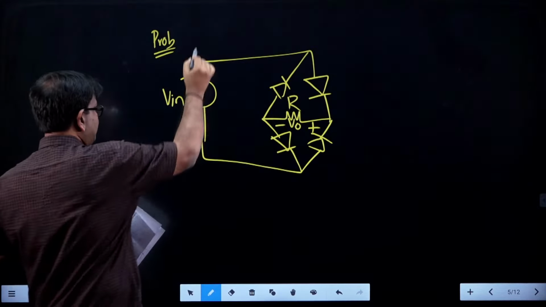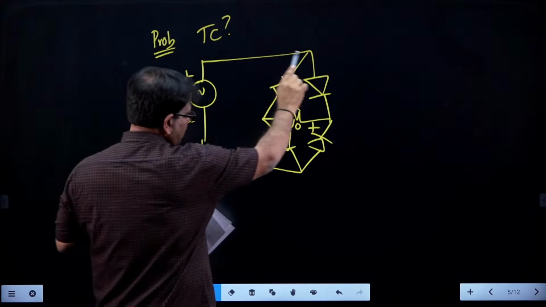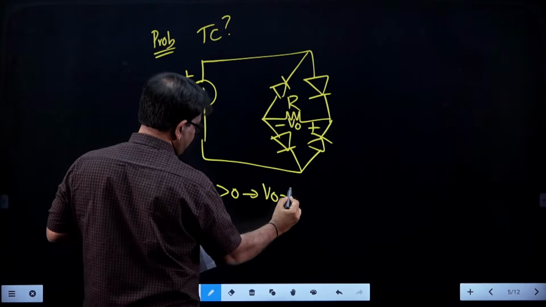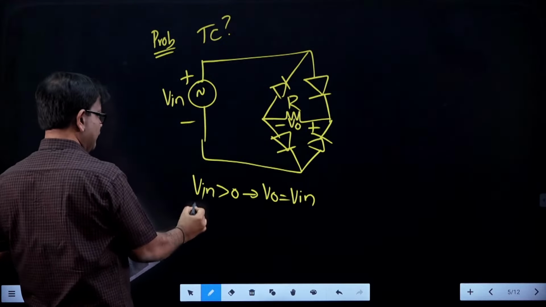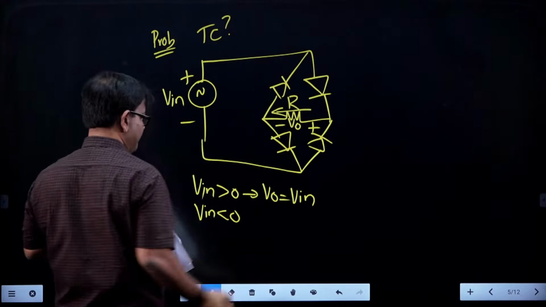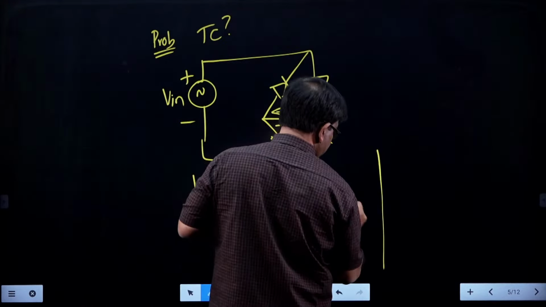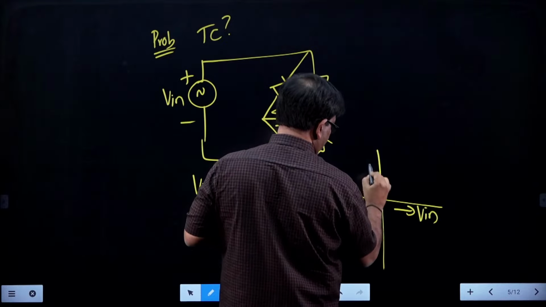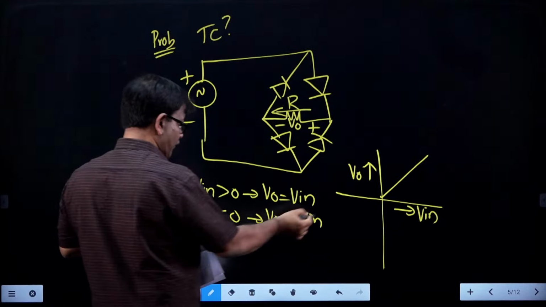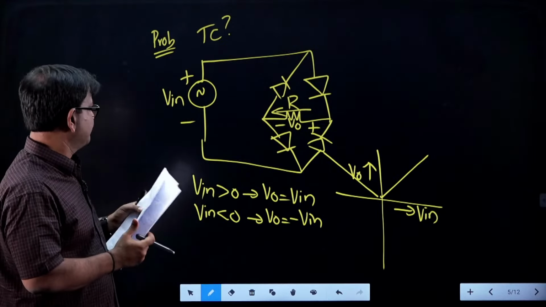So, now in this problem you are asked to draw the transfer characteristics V naught versus V in. So, during positive cycle, these two diodes will get on, and your output follows input. What happens when V in is negative? When V in is negative, the other two diodes are on, but the current direction is same. So, your V naught is minus of V in. So, what will be the transfer characteristics? V in on x axis, V naught on y axis. So, output follows input, y equal to mx, and for V in negative, your V naught is positive. So, this will be the simple solution.